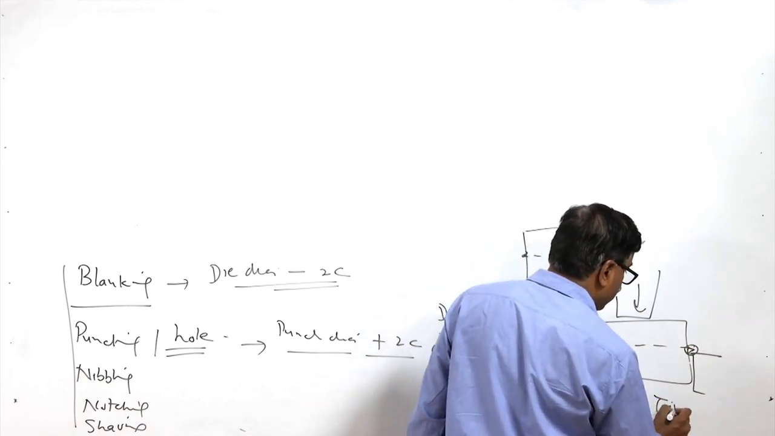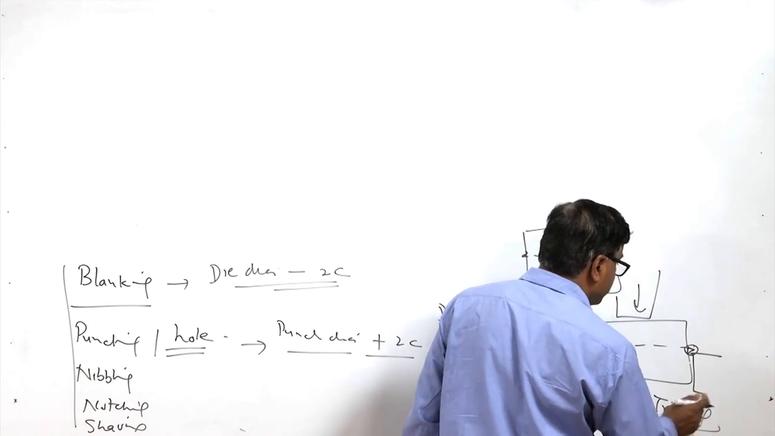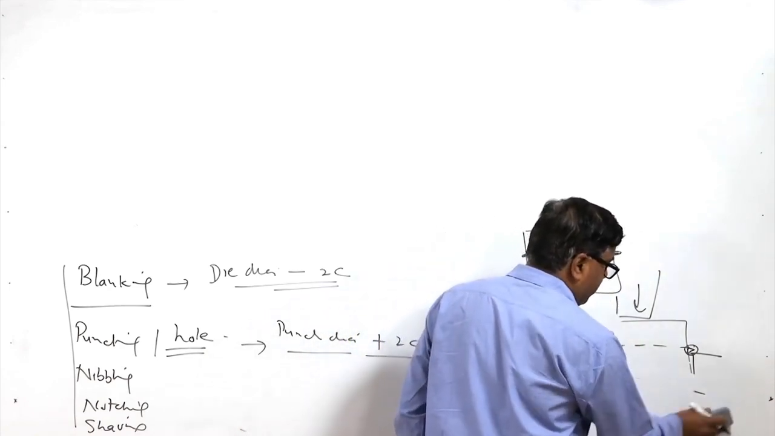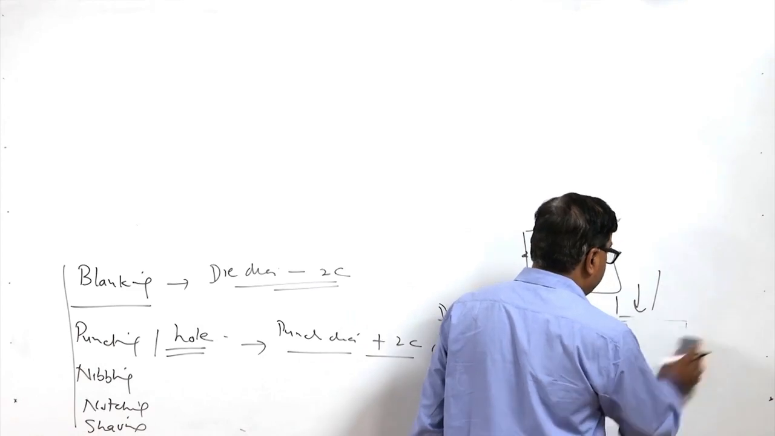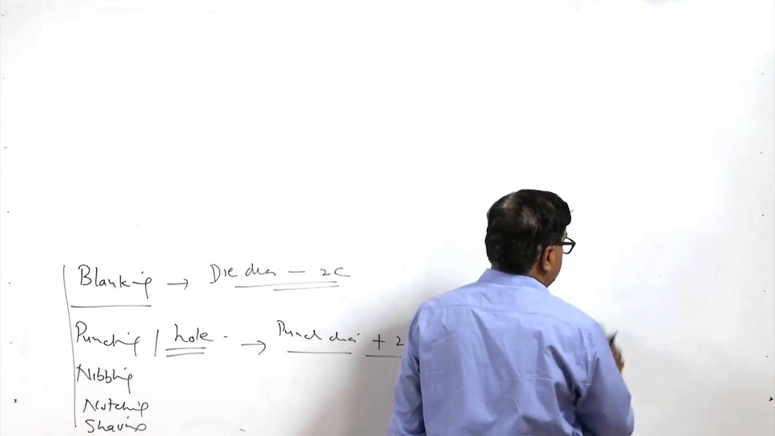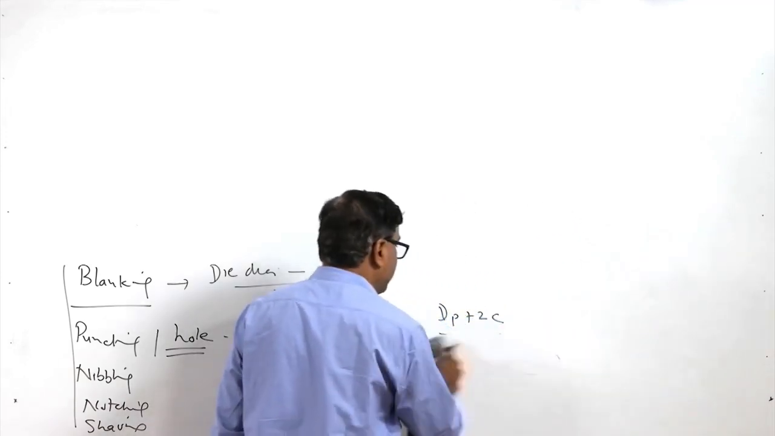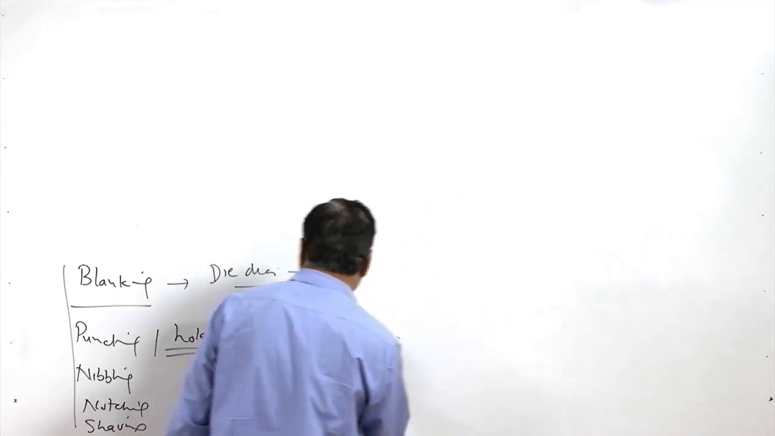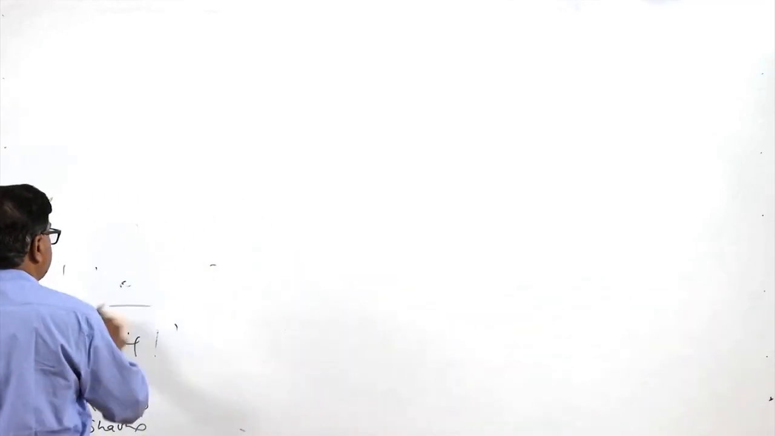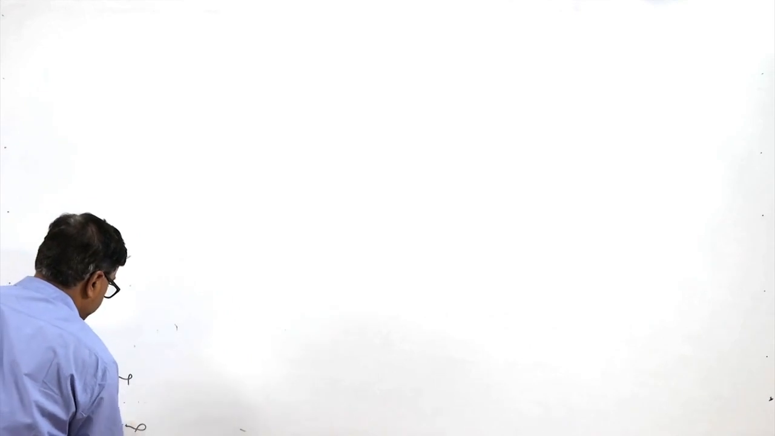This one is called trimming. So trimming is basically removal of the extra material which has been deposited in a component made by forging or by casting. Removal of the flash or of the extra material deposited at the parting line with the use of the punch and die is called trimming. It also involves the shearing process.